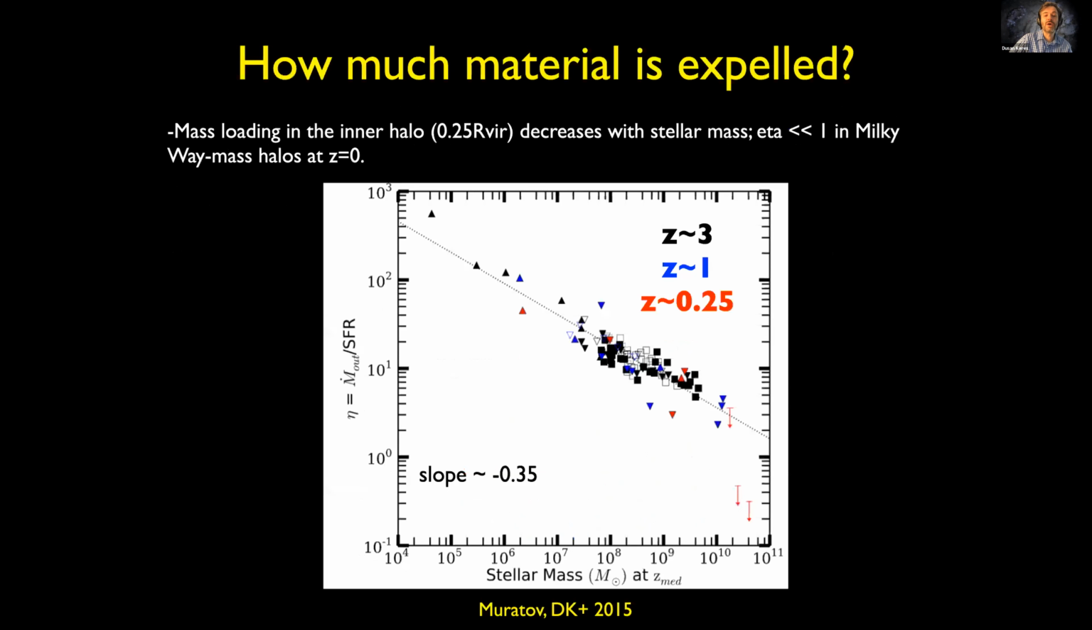All right, so when we measure how much material is ejected, that's typically done by using something called mass loading. It's just a ratio of the outflow rate to star formation rate measured over long time scales. We find that in dwarf galaxies, we can eject 100 times more than what ends up in stars. And in massive galaxies, this drops to close to 1. And then in Milky Way-like galaxies at late times, which are shown by these arrows showing the upper limit, it actually drops to close to 0.